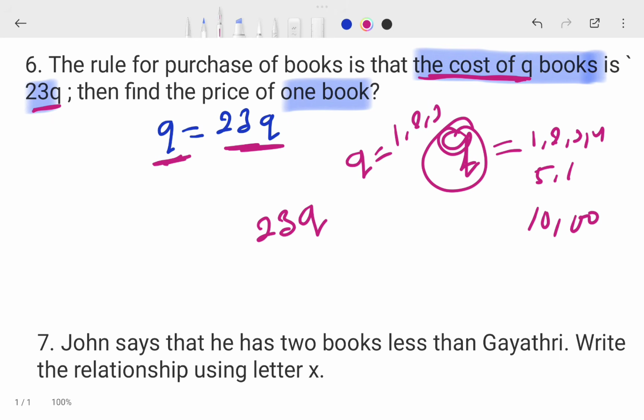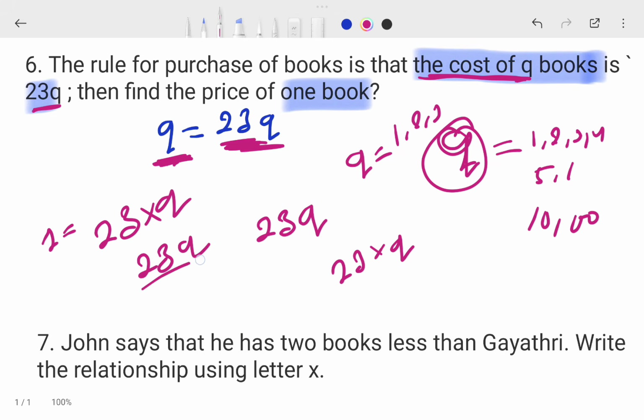But however many books you are asking, you just multiply 23 into q. Why? Because the cost of q books means we don't know how many books they are asking. It could be one book, two books, three, but it is telling the price is 23q. 23q means we understand directly that the price of one book is 23 rupees only, but they are asking about q books. We don't know how many books they are asking, so we directly say just multiply 23 into q, like that. 23q only. However many books you are asking, just multiply in the place of q.